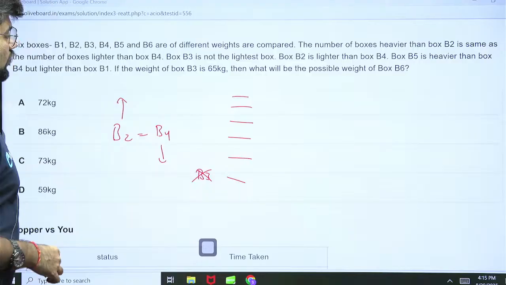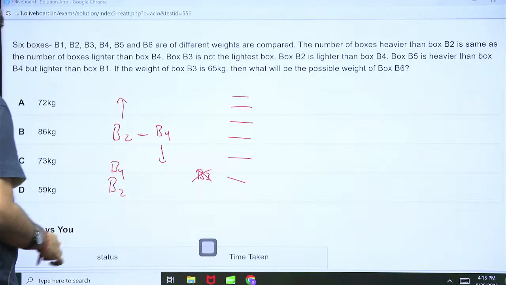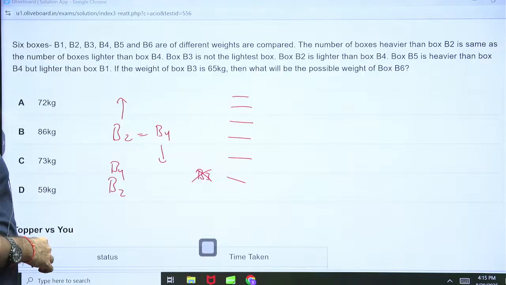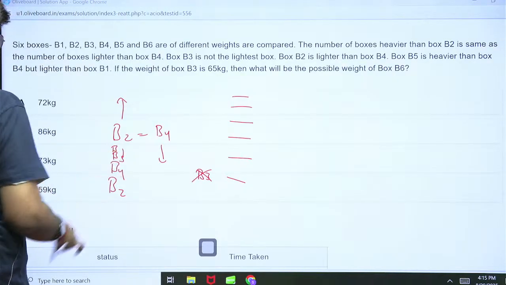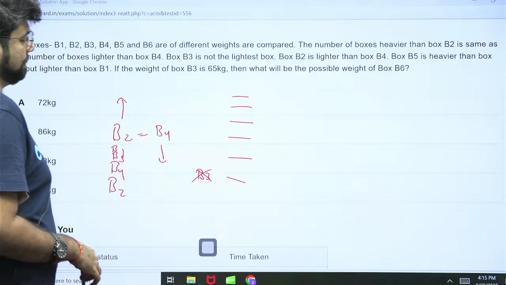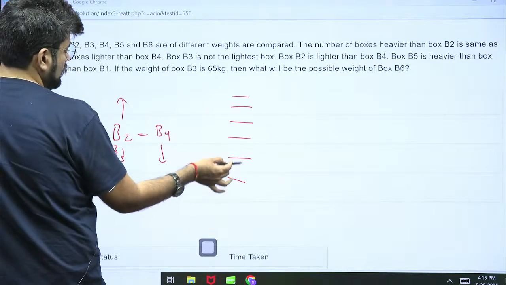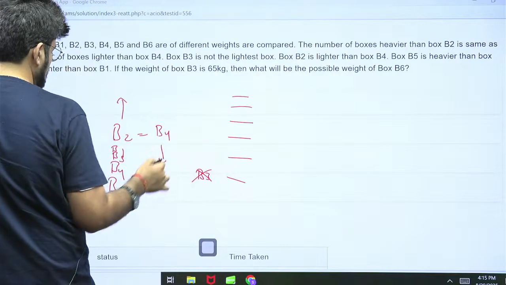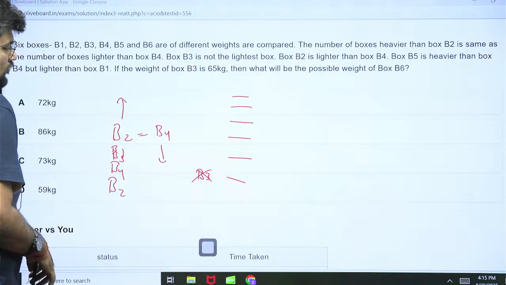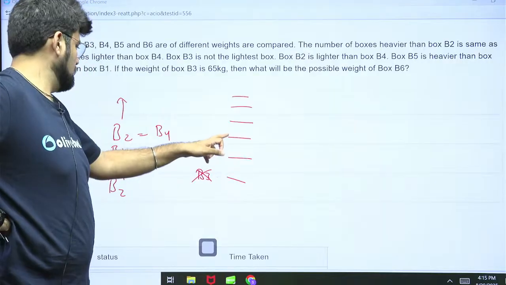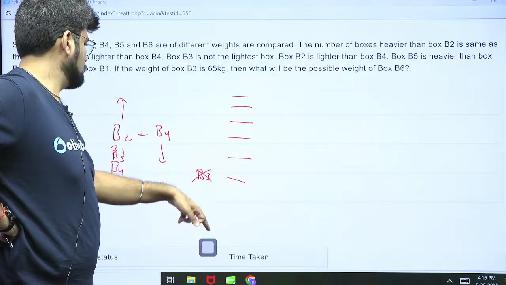Box 2 is lighter than box 4. Okay, box 2 is lighter than box 4. Box 5 is heavier than box 4, lighter than box 1. Okay. Now this can be 2, 4, 5, 1, 3. But in that case, greater than 4, less than 2 will not be possible. If 4 is here, then you have 3 above it. Then 2 will be here, then it only has 1 above it.